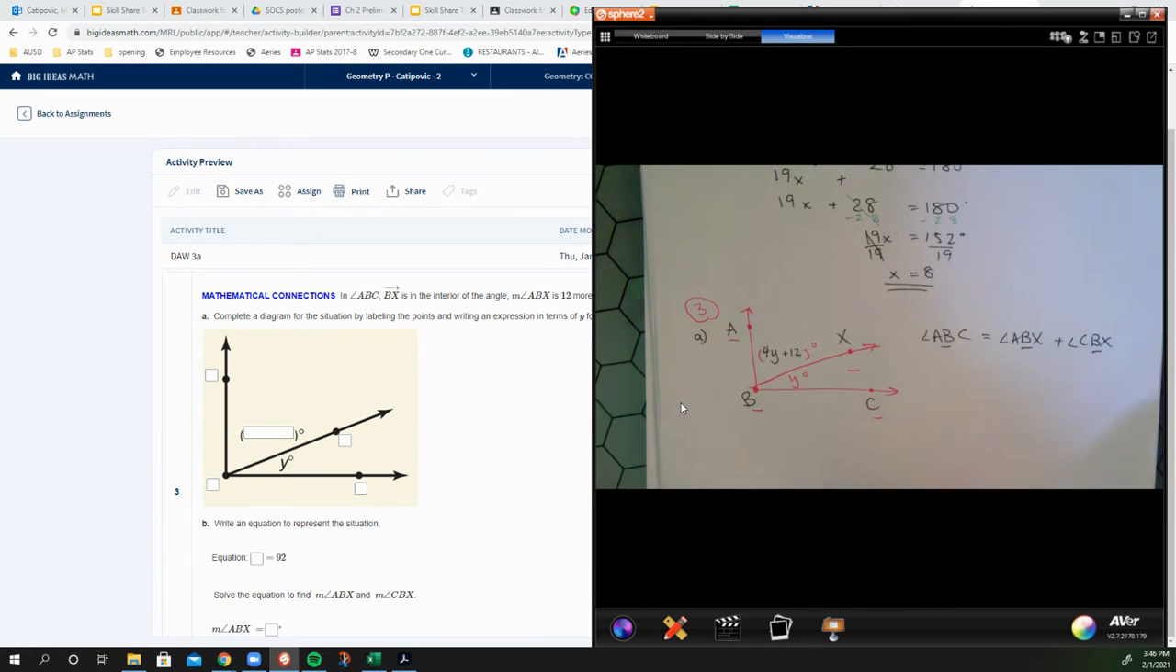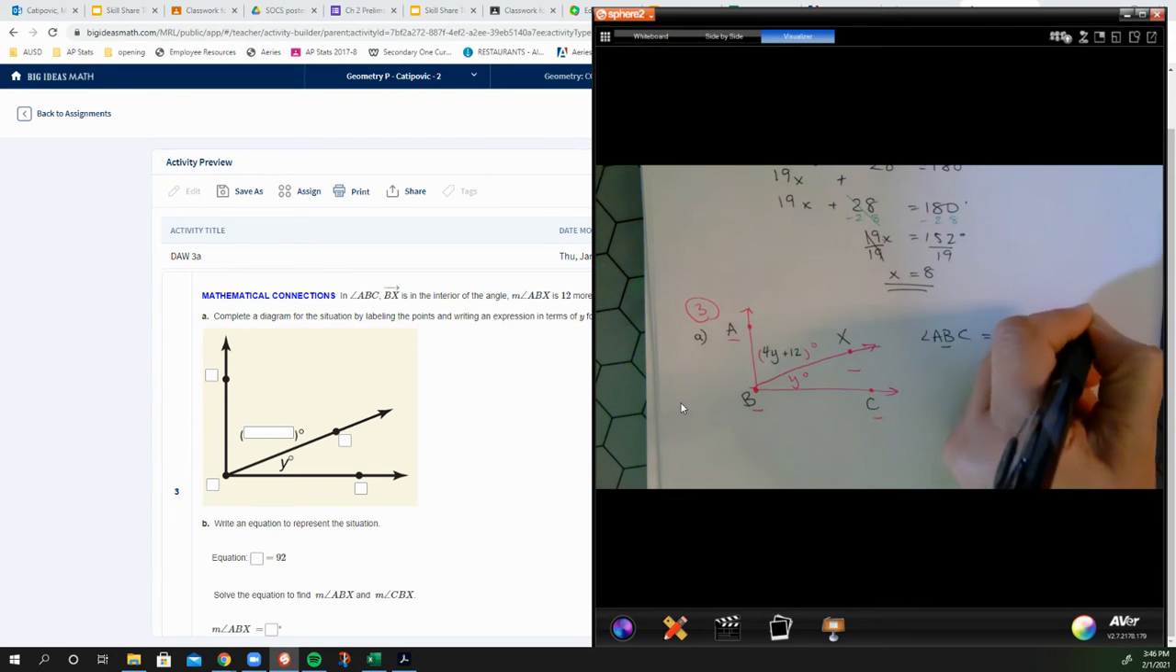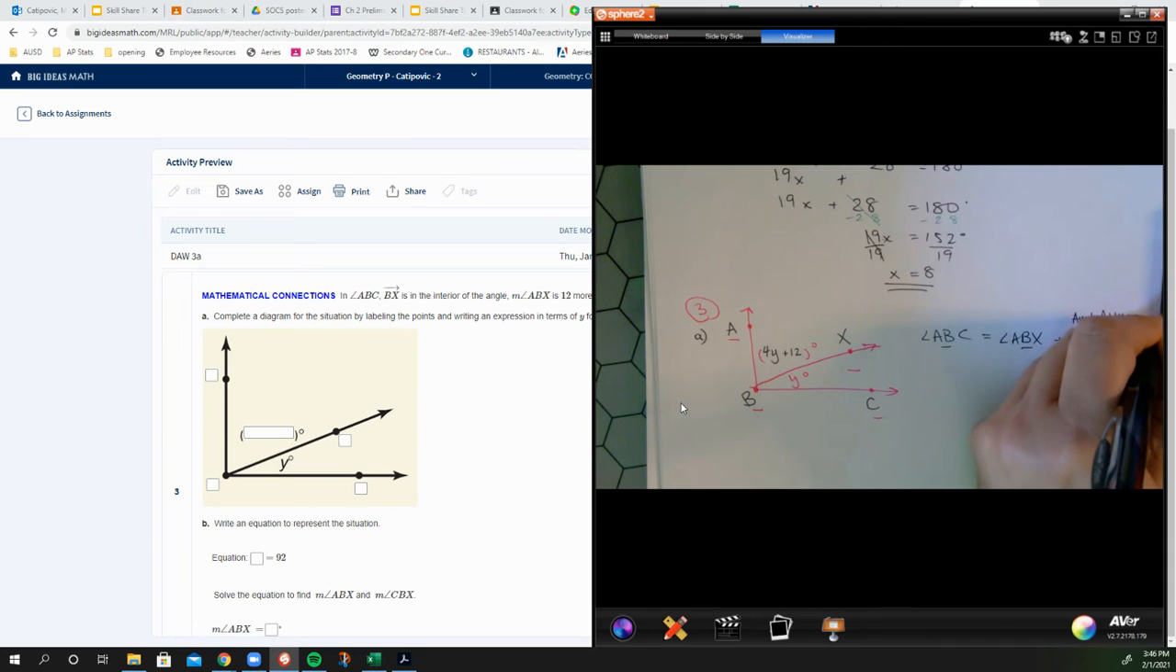Okay, so for part B, it says write an equation to represent the situation. So I wrote this down. Right? This is me using the angle addition postulate. It's just a reminder to read the diagram really carefully and write down what you see so that you can then start turning this into algebra.